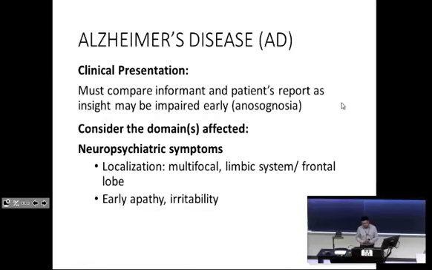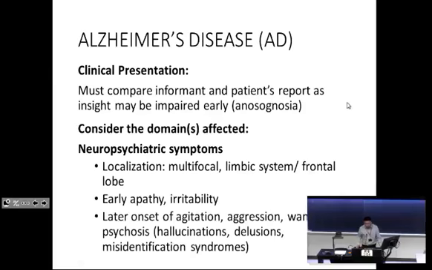One of the important presentations with Alzheimer's dementia is that there can be early apathy and irritability. The irritability is essentially a little bit of depression peeking through. And later on, as that depression and the behavioral psychiatric symptoms continue to progress, you can get issues with agitation. Wandering occurs due to visual spatial impairments. You can get hallucinations, not just in DLB, but also in Alzheimer's disease for that reason. And you can get misidentification syndromes for a similar reason.